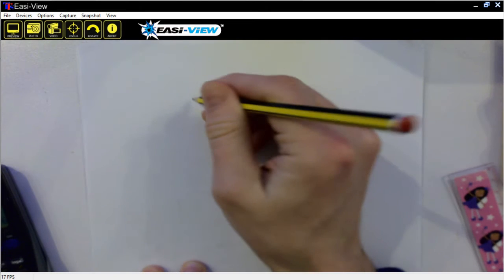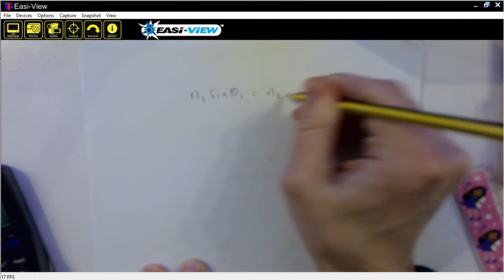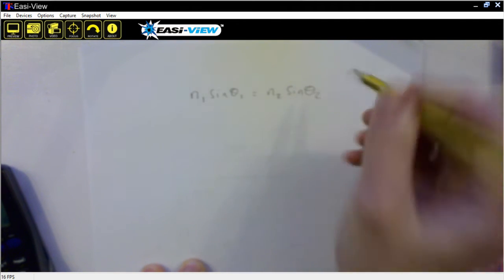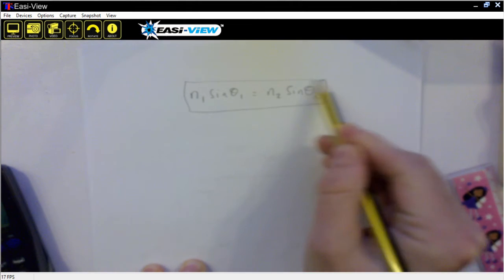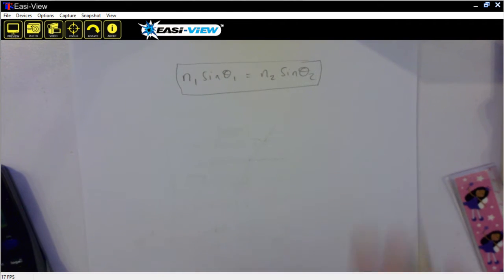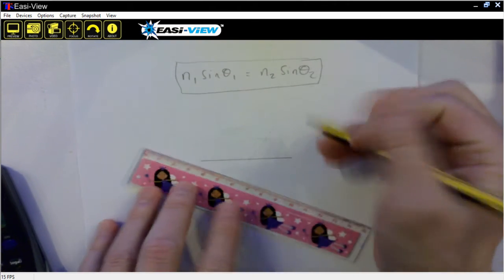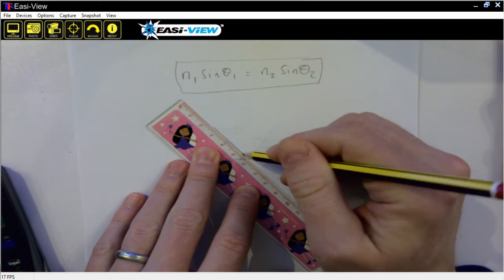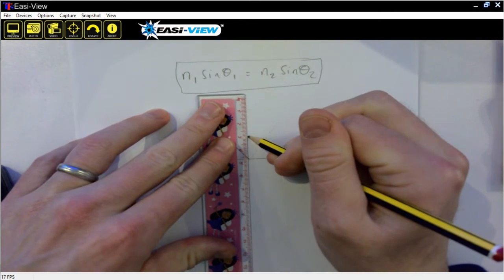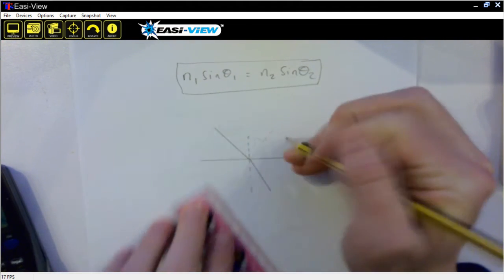The equation we have, n1 sine theta 1 equals n2 sine theta 2, as I've said, is the general case, and it will work in pretty much all the situations that we're going to see at A level. I'm going to quickly show you how you can get from this general equation to the special cases. The first special case we dealt with was where you have light coming from air into a more optically dense medium, and therefore it will refract towards the normal as it slows down.